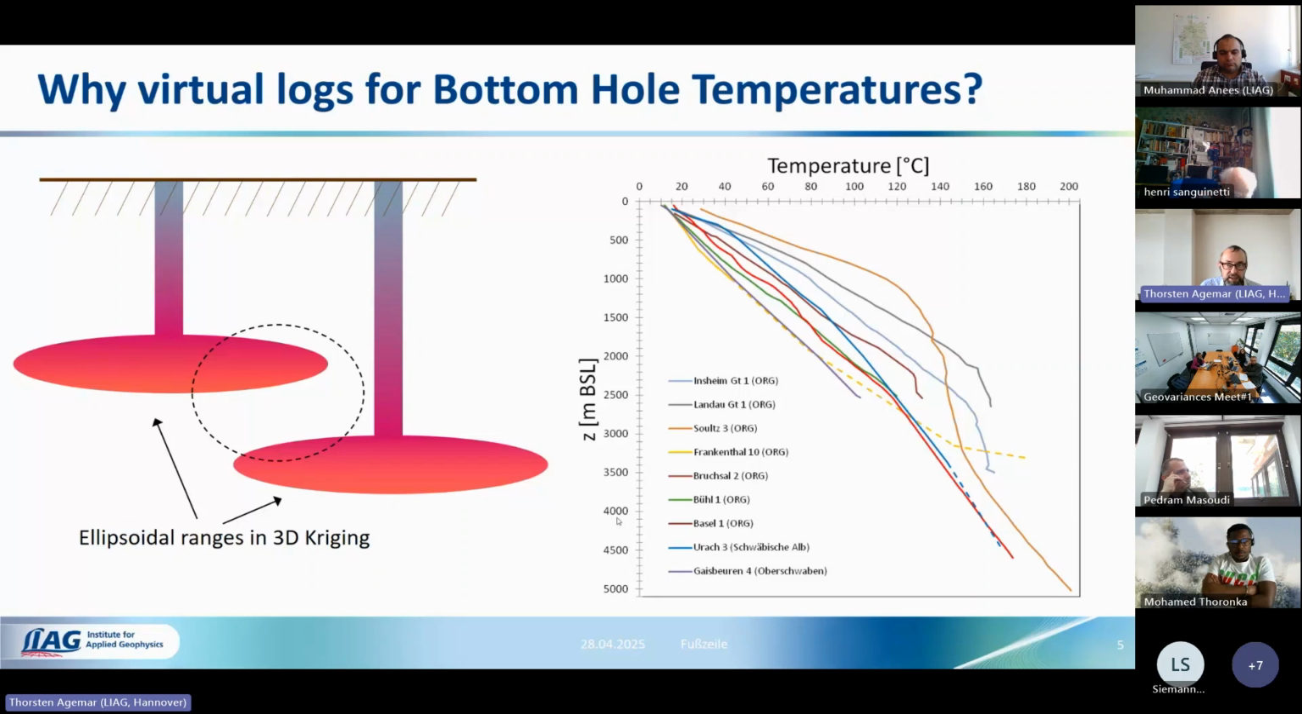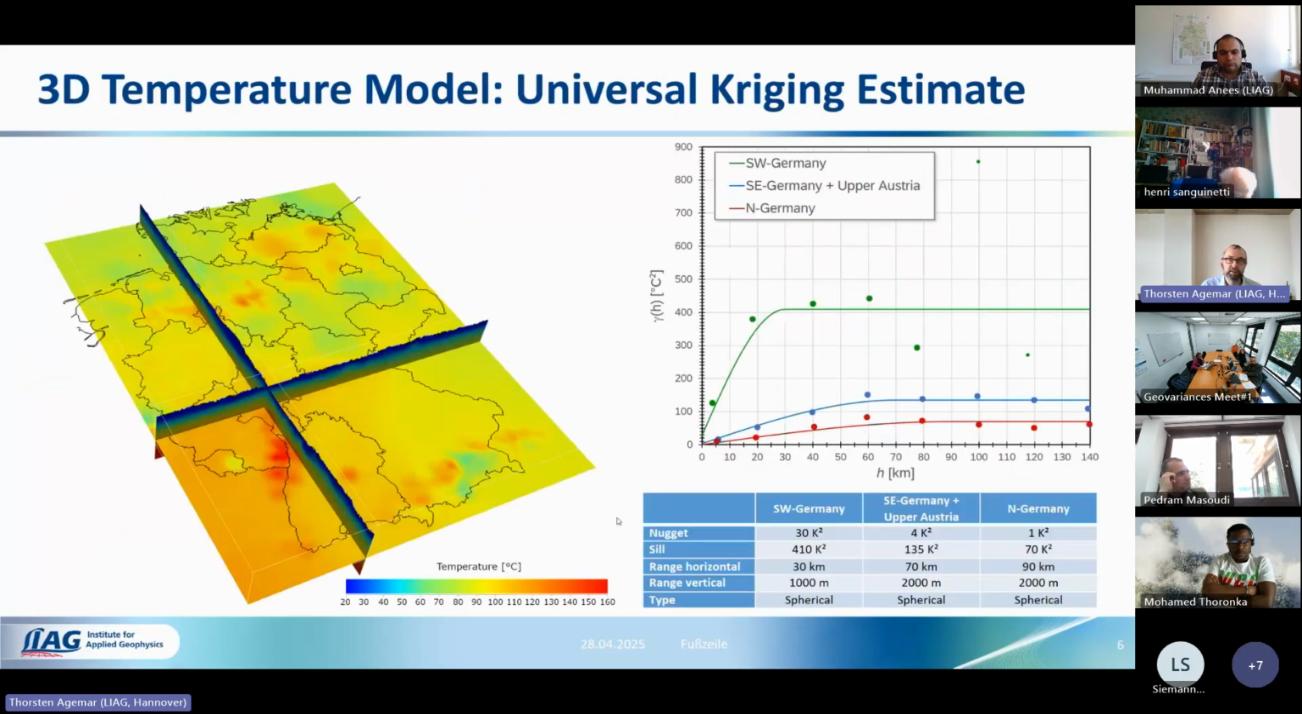So what we did is we split Germany in 3 parts, and one part is southwest Germany with the upper Rheingraben. You see, hopefully you can see here very high red areas with high temperature anomalies.